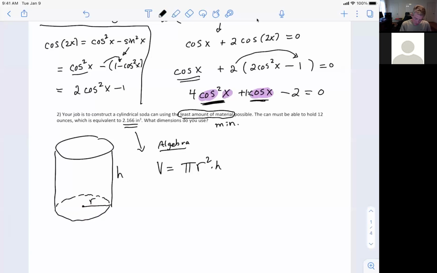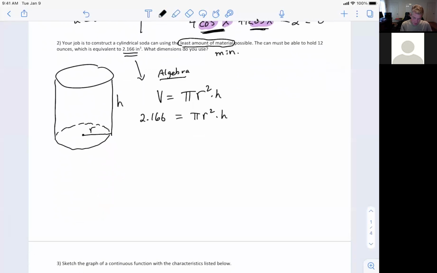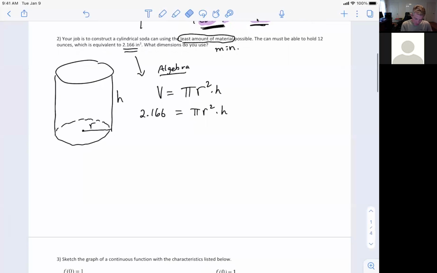And I could then substitute in this number, 2.166 equals pi r squared times h. And with this equation, this is not the equation that we're going to be taking the derivative of. So I'm just going to leave this because I don't know exactly what I'm supposed to do with it. I know that I'm probably going to have to either solve for h or solve for r. But at this point, I'm not sure. So I'm just going to wait on this.